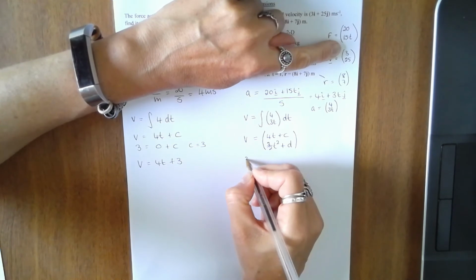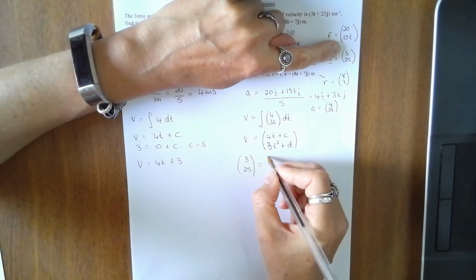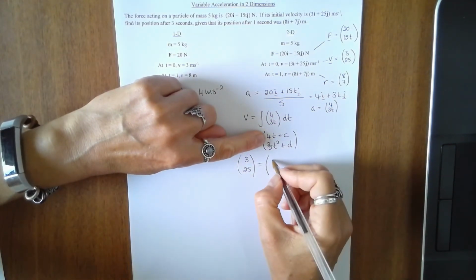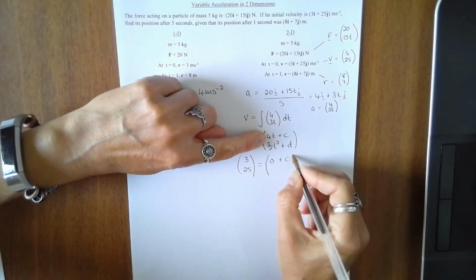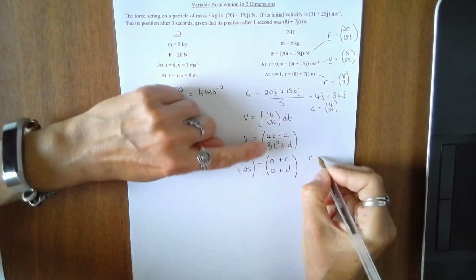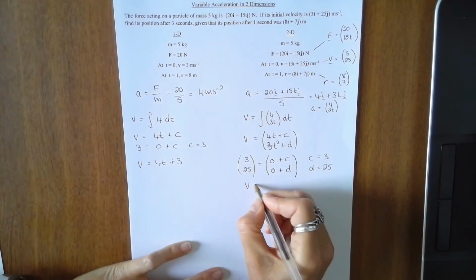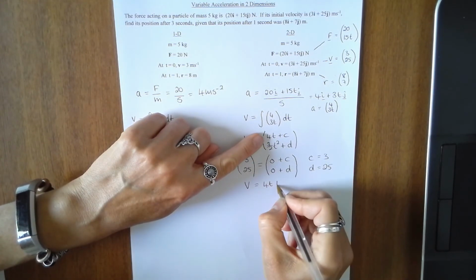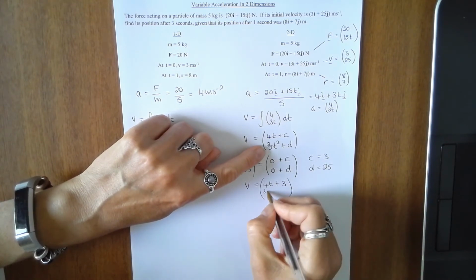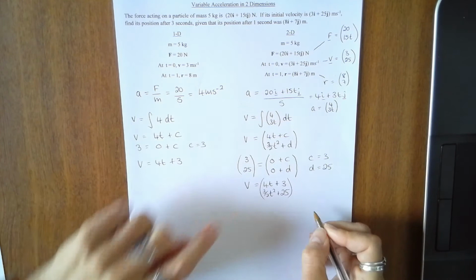So v equals (3, 25), and that is equal to, and this is at time equals 0, so 4 times 0 is 0, plus c, and 3 over 2 times 0 squared is still 0, plus d. So c equals 3 and d equals 25. So now our velocity equation becomes v equals 4t plus 3 in the i direction, and 3 over 2 t squared plus 25 in the j direction.